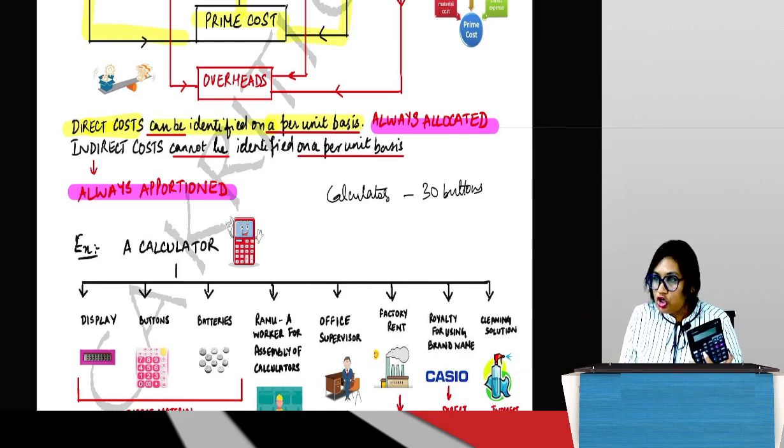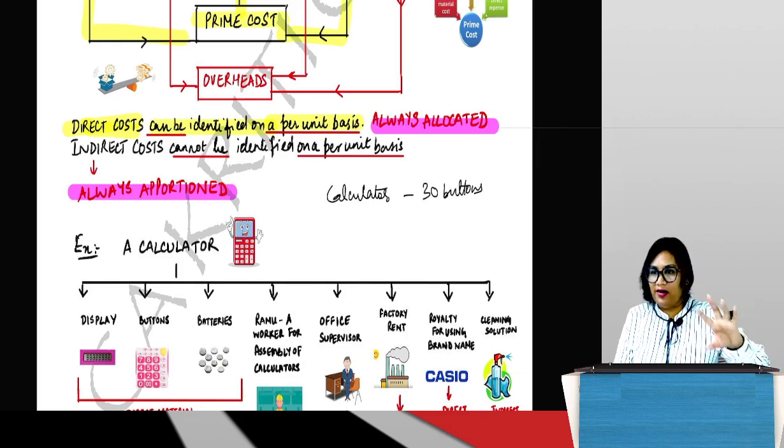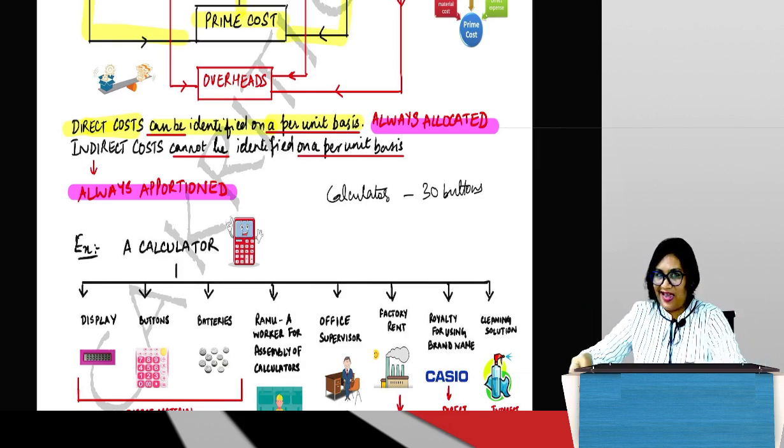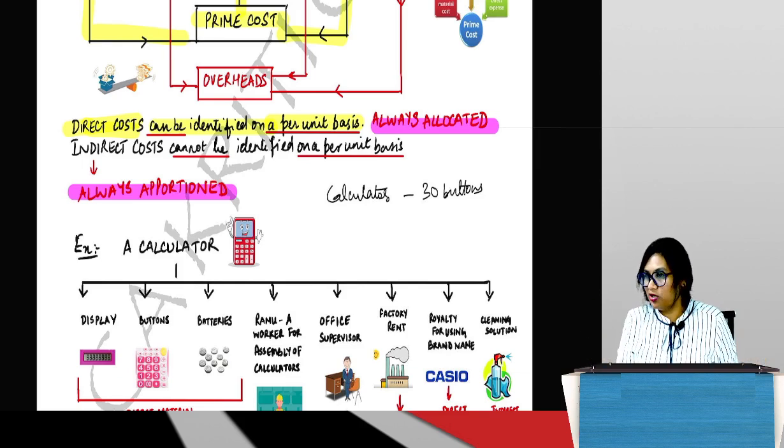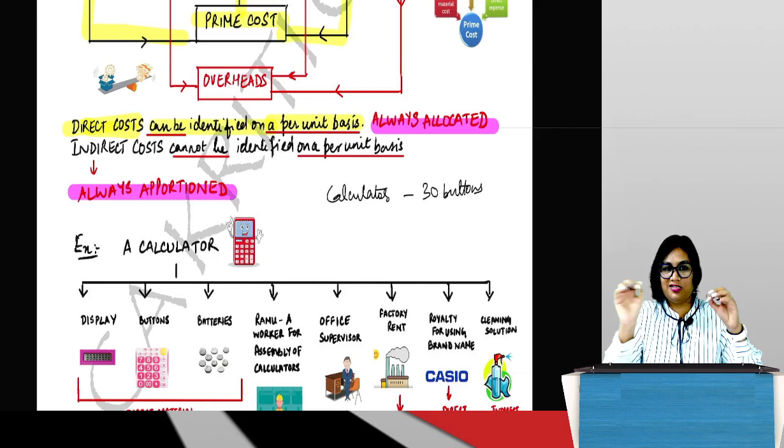Guys, correct. So we always say that direct costs are always allocated. Allocated means assigned. Take this and put it in this. That's it. End of story. I don't have to do any calculation. I know this is the cost. This cost will go to this.